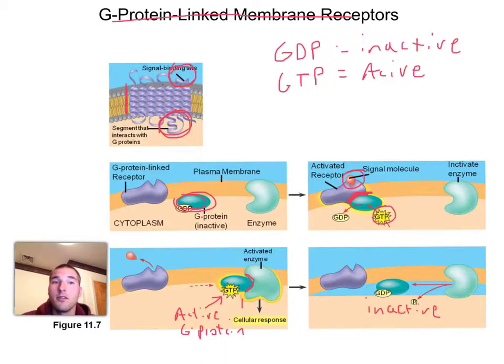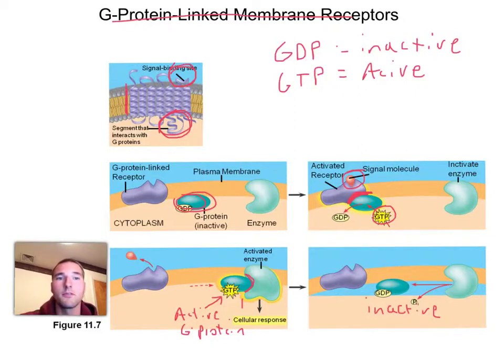One molecule gets turned on, gives the signal to another molecule, which is then turned on, and then that goes and gives the signal to an enzyme, which is then turned on. Okay, so it's just activate a molecule, pass the activation onto another molecule, pass that activation onto another molecule is what we're seeing on this one right now. So that's G protein linked membrane receptors.